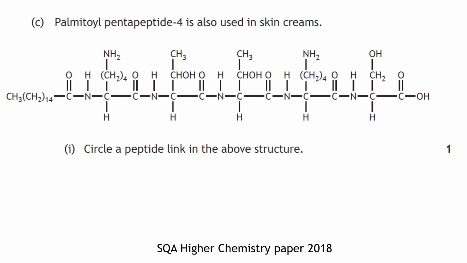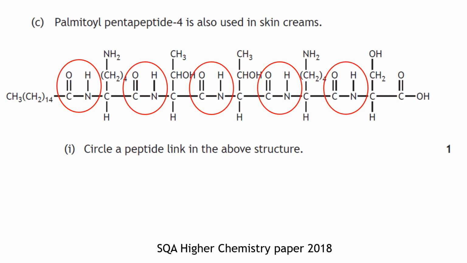Here's an exam paper question asking you to circle a peptide link in the above structure. So if you want, you can pause the video and see if you can draw any of the peptide links on a piece of paper. Now there's more than one acceptable answer in this because there's more than one peptide link in the structure. A peptide link is a C double bond O NH together. We've got one here, here, here, and here. So any one of those 5 would be acceptable in an exam.